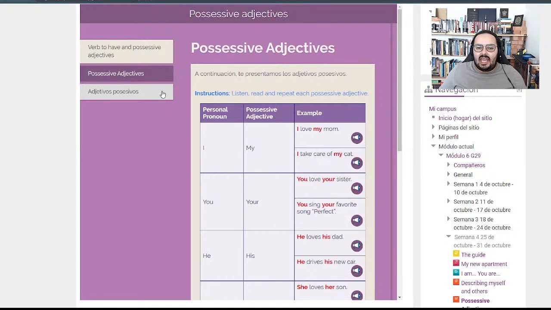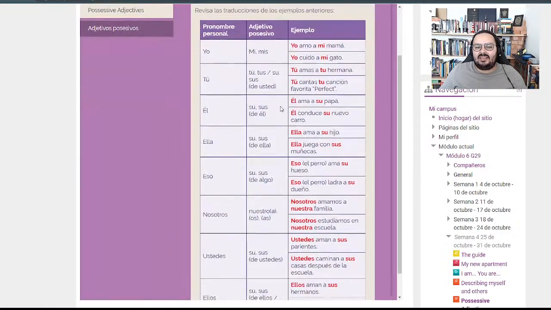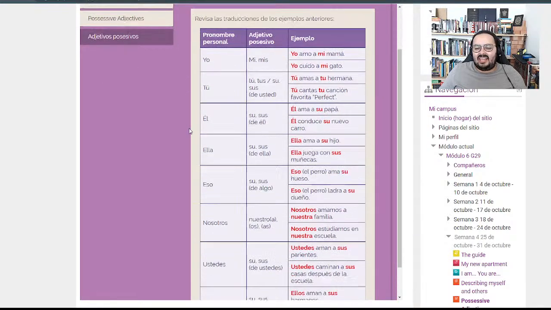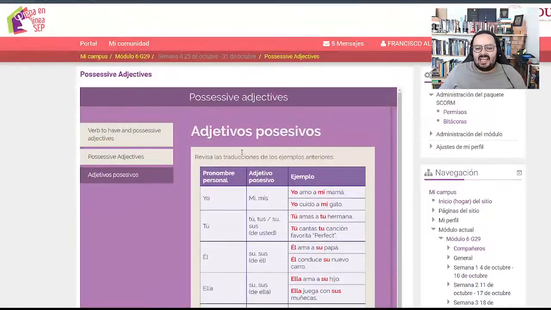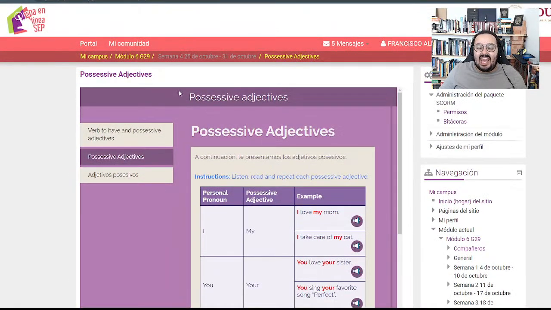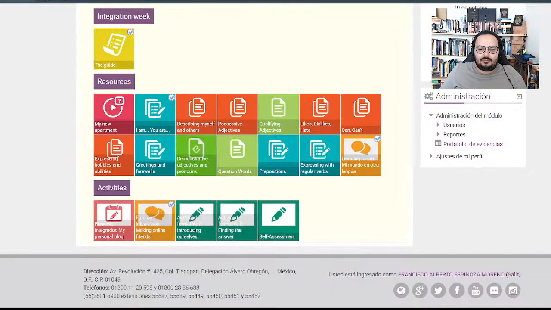Okay? And well, here we have the adjetivos posesivos in Spanish. You can watch this and make the match with the equivalence in English. Okay? And well, that's it about the possessive adjectives. You can review this by yourselves. And if you have a doubt, you can read it more in depth.